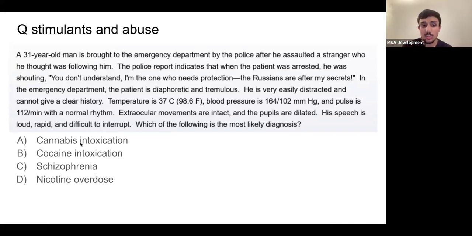Cannabis intoxication, I literally just explained to you: dry mouth, conjunctival injection. Schizophrenia. Why could this not be schizophrenia? For two reasons. Number one, schizophrenia is not going to have hypertension and tachycardia. And number two, it would be long term, more than 6 months. Remember, schizophrenia has symptoms longer than 6 months. Schizophreniform disorder, between 1 and 6 months. Schizoaffective, less than 1 month.